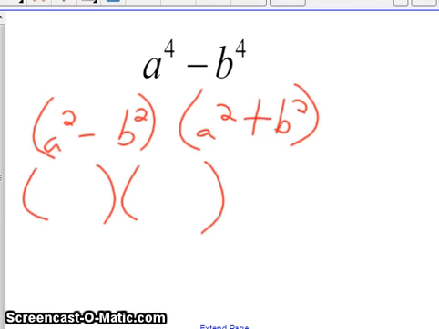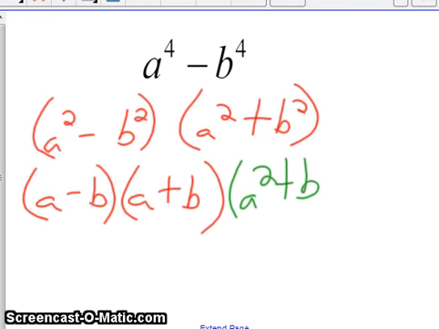So what's the square root of a squared? A. And the square root of b squared is? B. One minus, one plus. Can I factor a squared plus b squared? No. Good answer. Why? Because it is not a difference. So in order to use the difference of two squares, it has to be a subtract. Pluses cannot be factored. So bring it down. And that's it. That's factored as much as it can be factored.